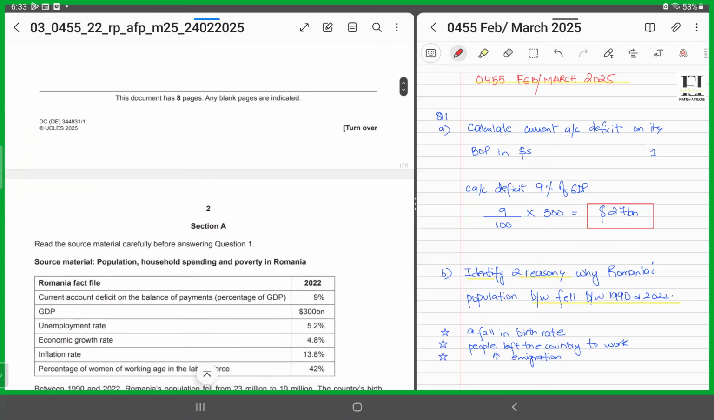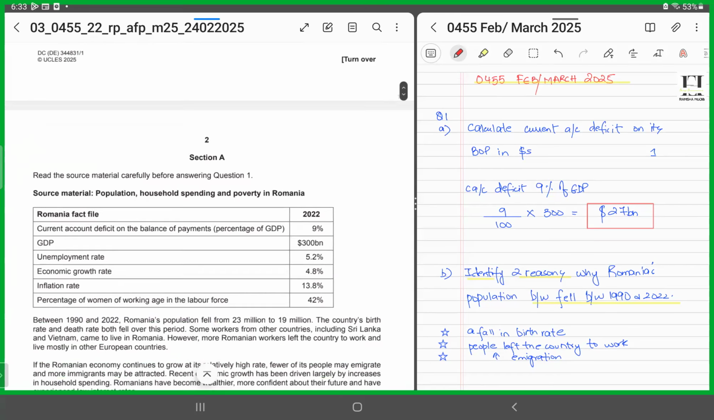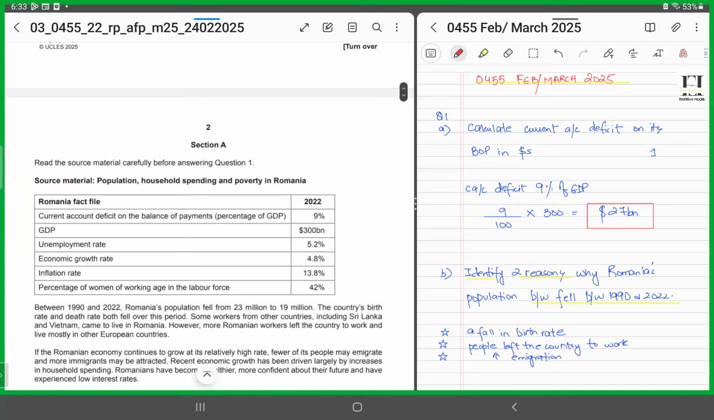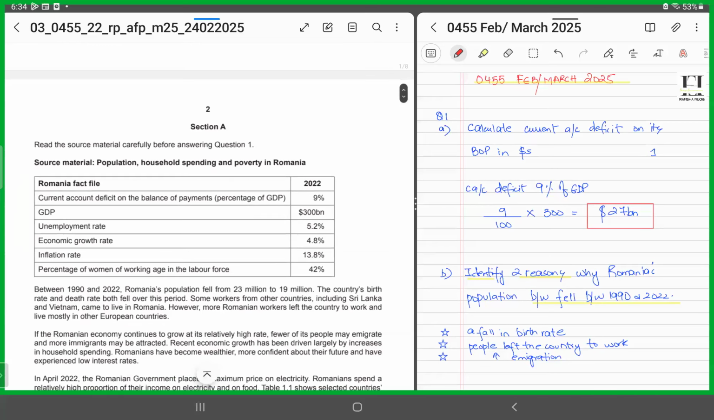This time the source material refers to Romania. First, they've given us a source table which talks about the population, the household spending, and the poverty level in Romania.